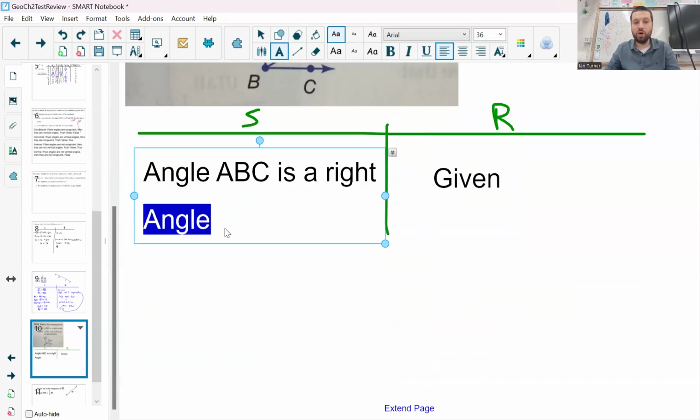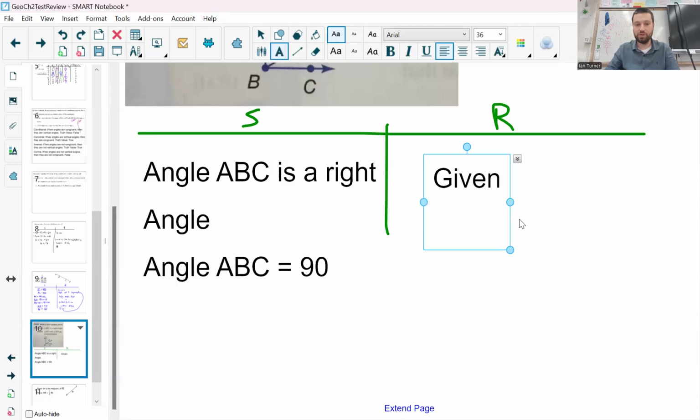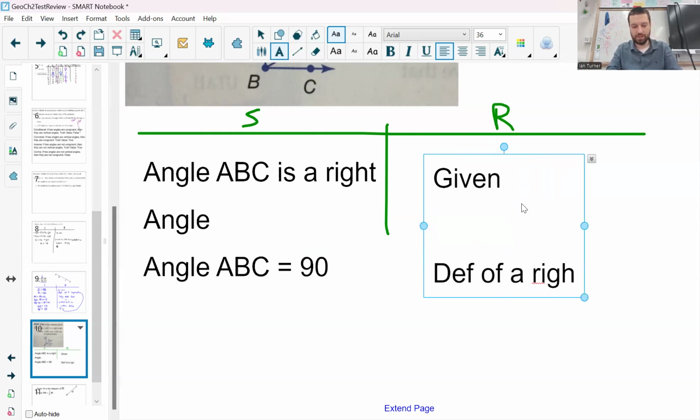So what does that mean? We want to remember if we are given words, we want to turn them into equations. Okay, so we got words, we want to turn that into an equation. I don't have a little angle symbol, so I'm just writing it out. So we're going to say angle ABC equals 90. We turned words into an equation. And for a reason, we could just say definition of a right angle.